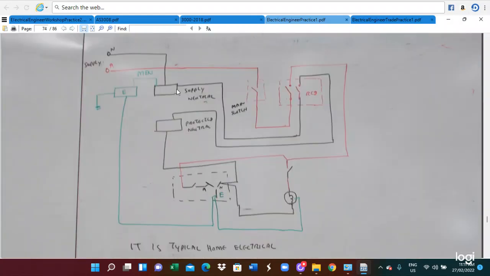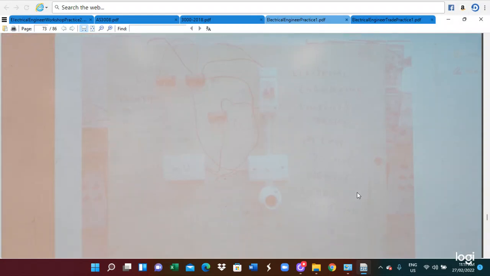This is the protected neutral and unprotected neutral. This is the earth diagram. RCD here, and this is the light here. So we can draw a circuit diagram. So red lines are the active, and black lines are the neutral. Green lines are the earth. So that is a real connection.